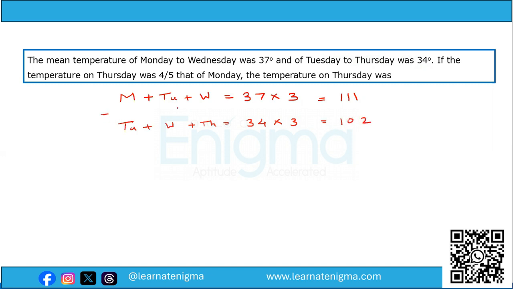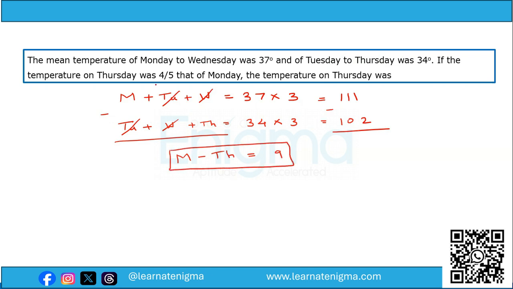Now, if we subtract the second equation from the first, we can cancel out Tuesday and Wednesday. So the equation becomes Monday minus Thursday is equal to 9.